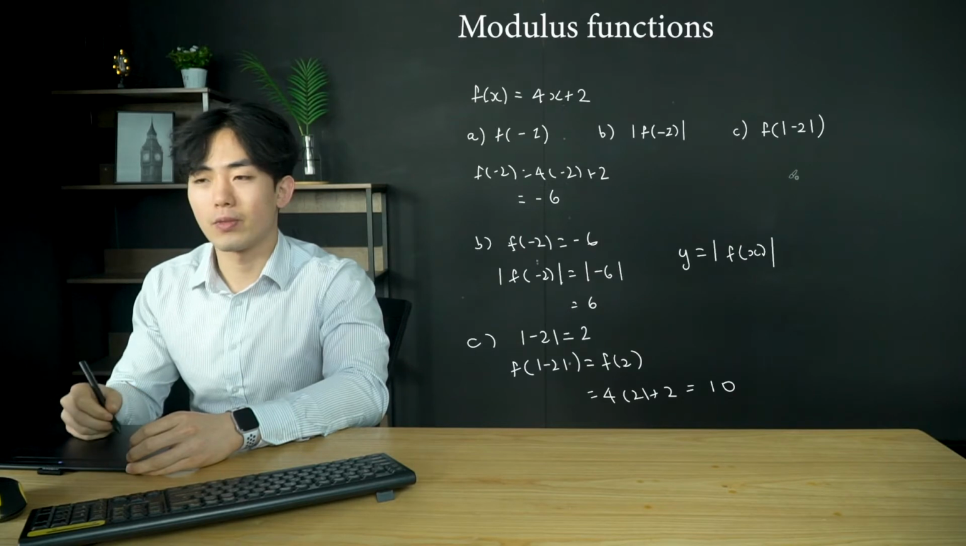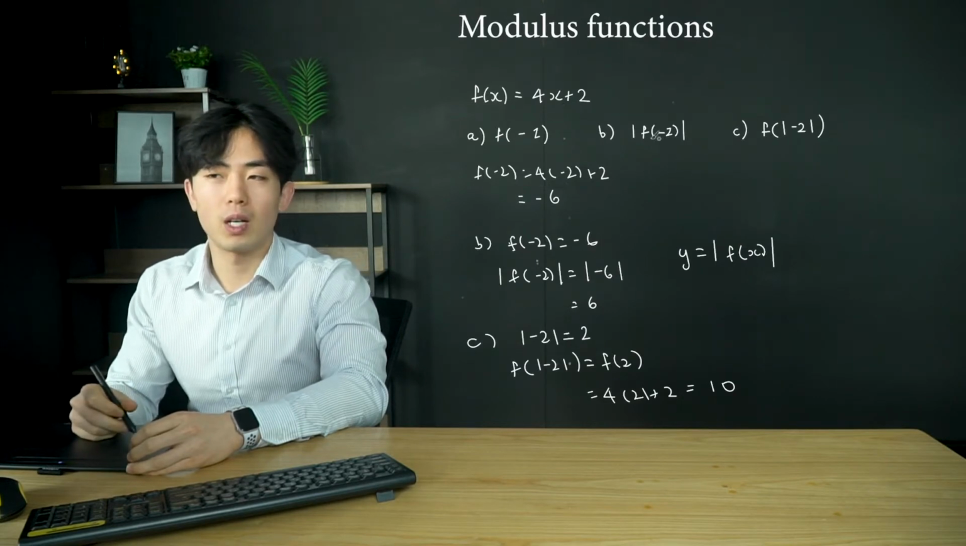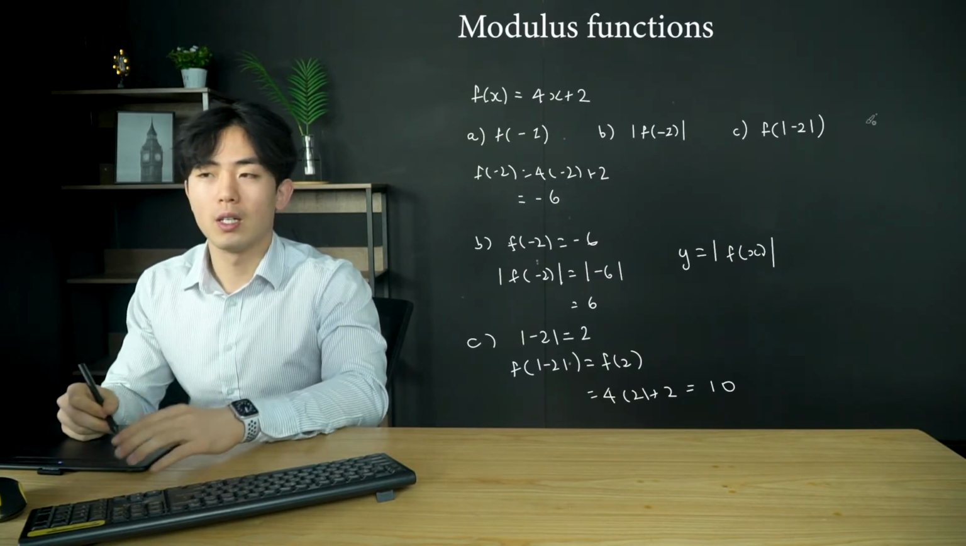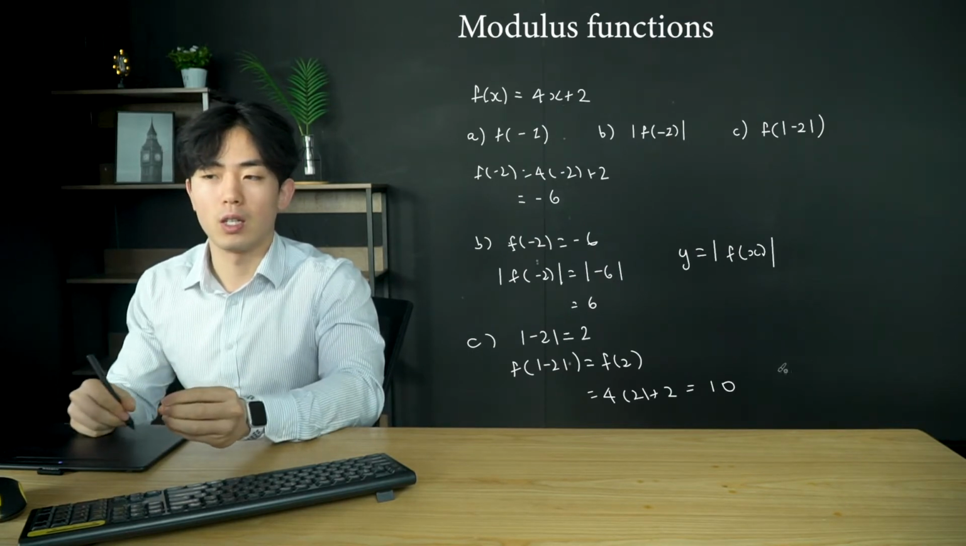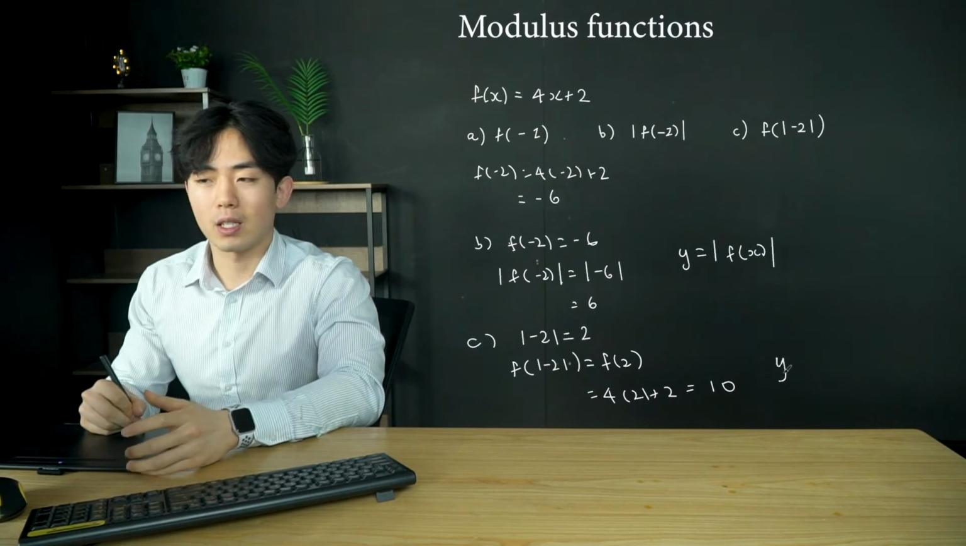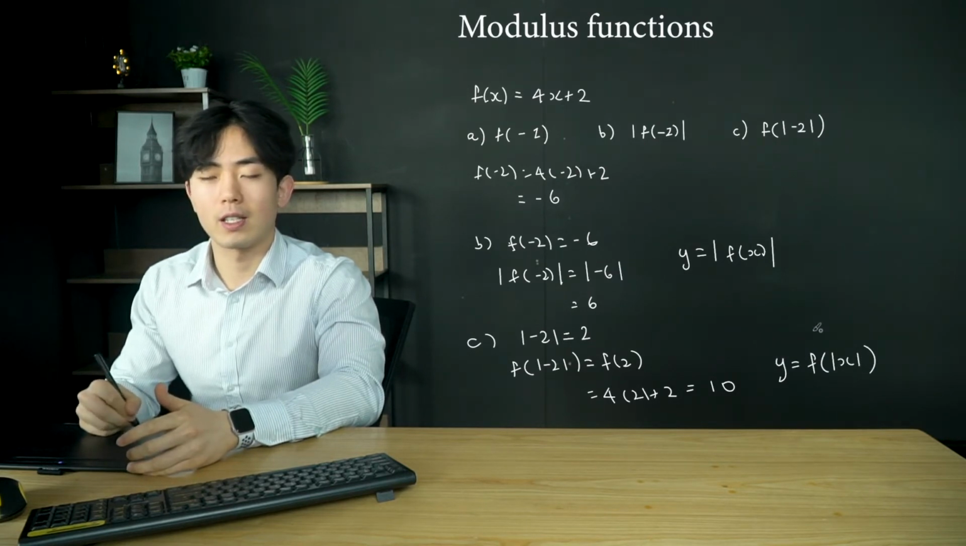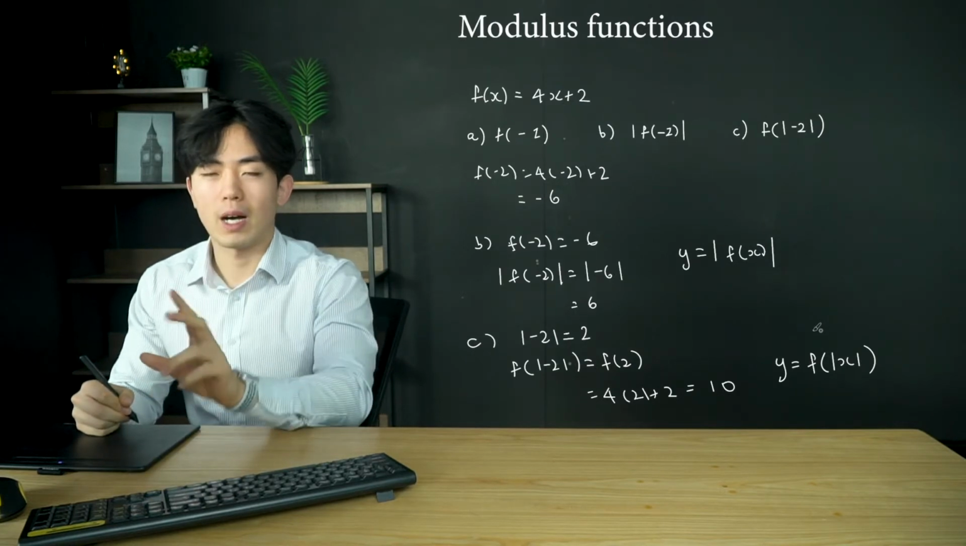So you can see the B and C examples are slightly different. One of them is the modulus of the whole function. C is the modulus of the x values and then plugged into the function. So if I was to write C, that would be an example of y equals f of the modulus of x. Just be aware of how they differ.